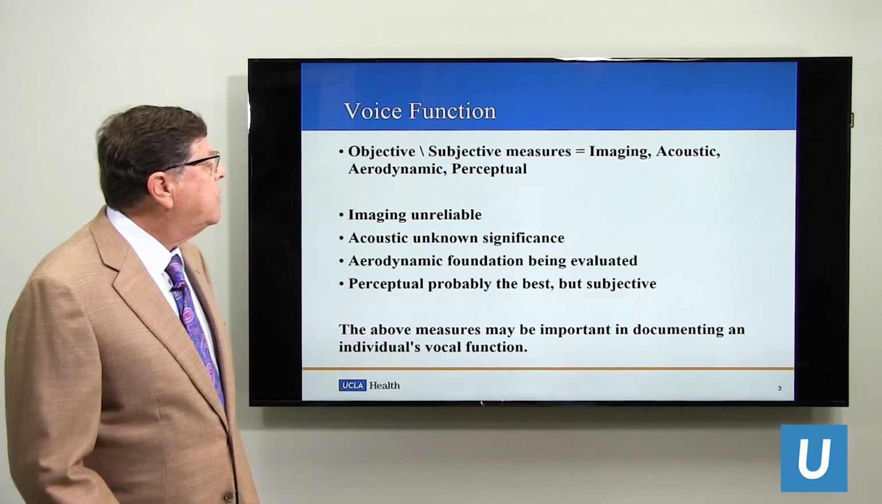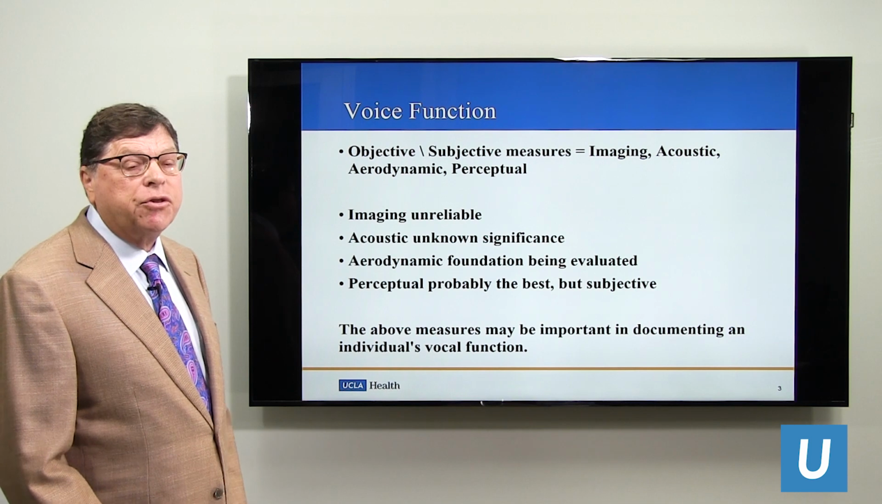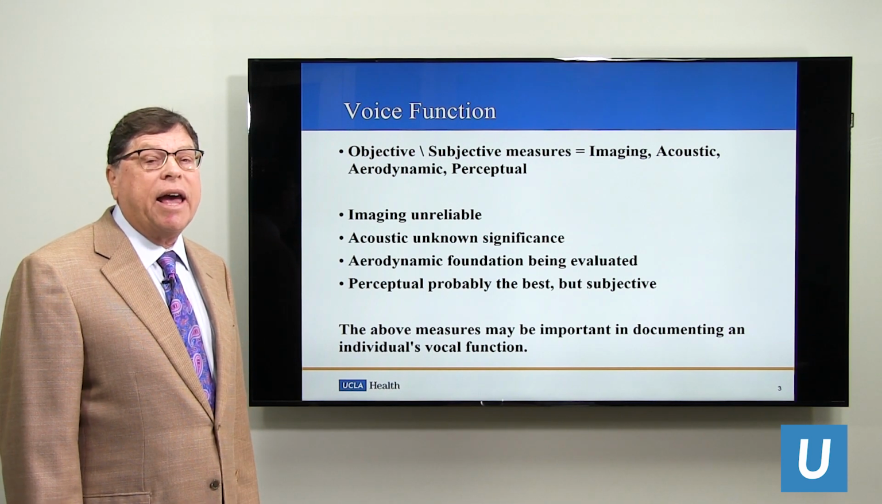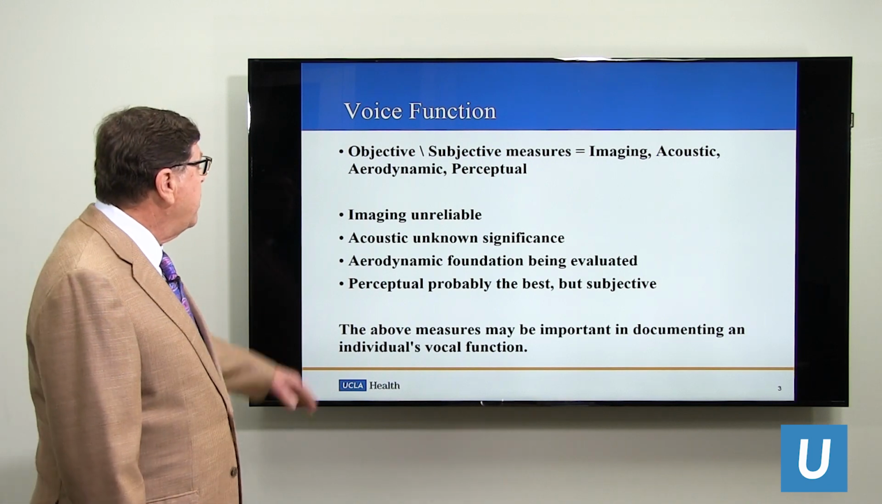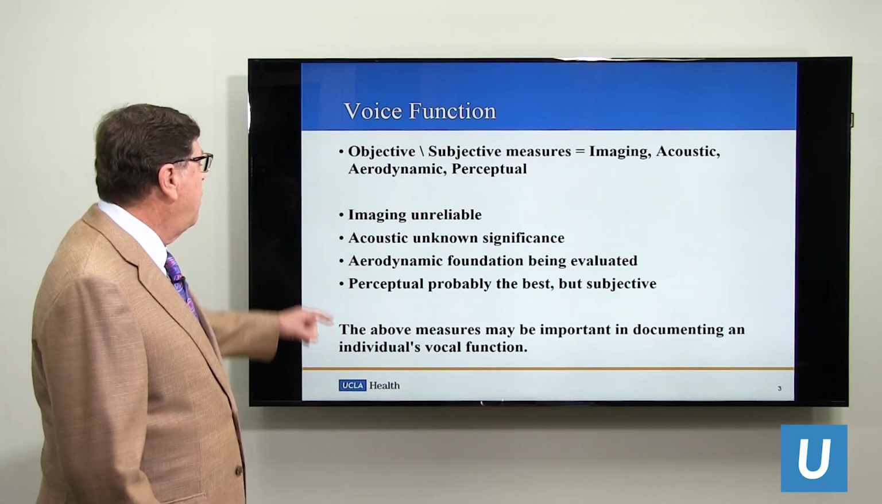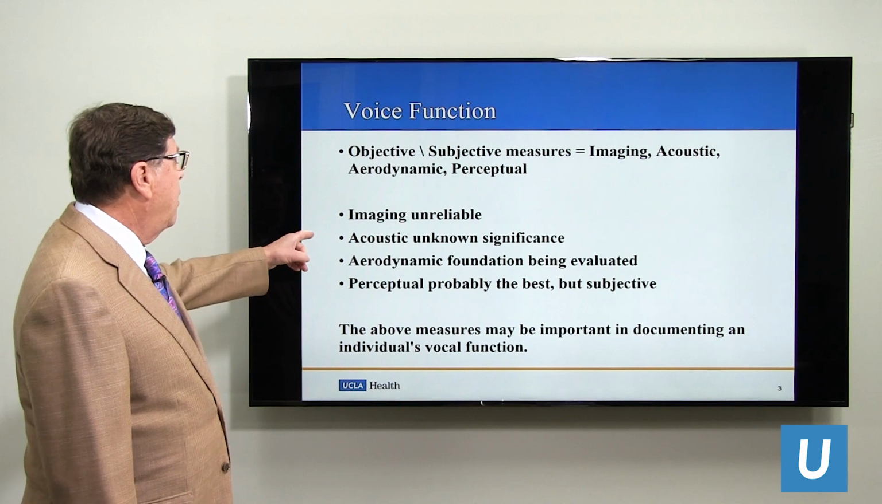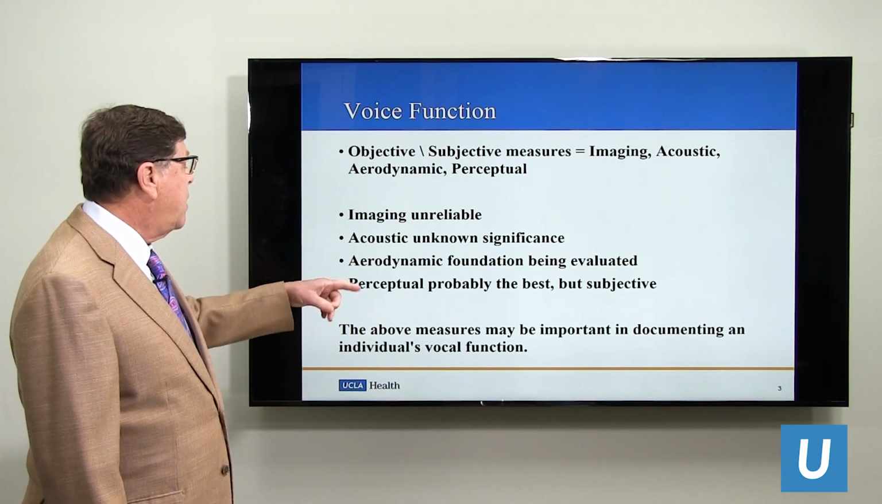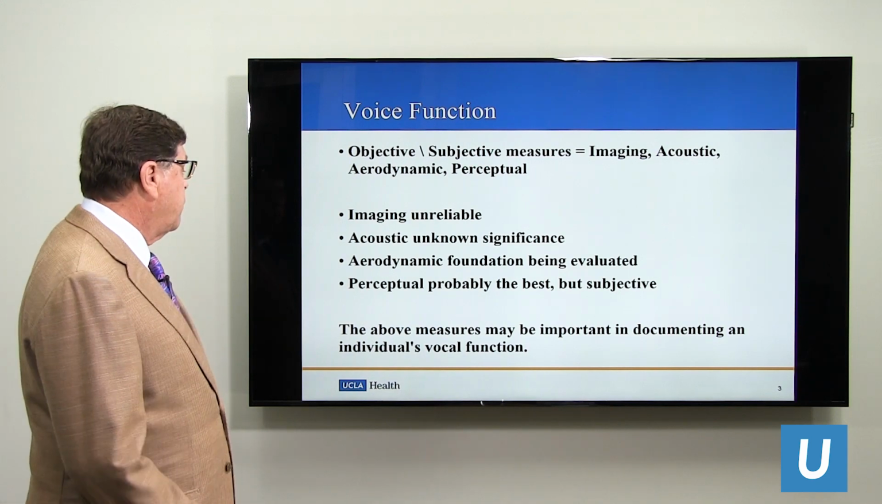So the first thing that we're going to talk about are some measures that we use to measure voice and some of the difficulties that we have in using these measures. Basically, they involve imaging, acoustic, and we'll talk about that, aerodynamic, and perceptual measures.